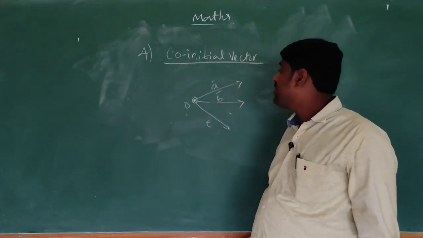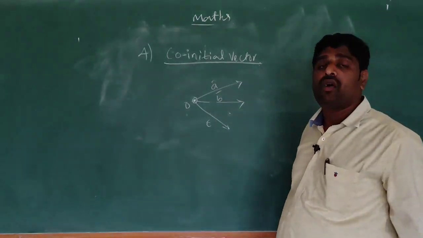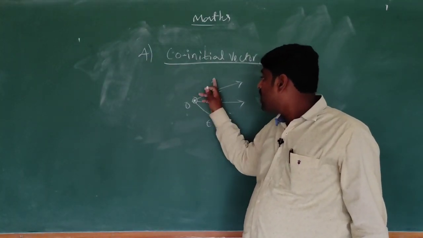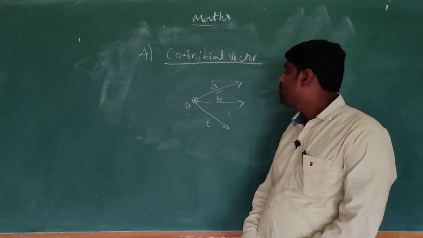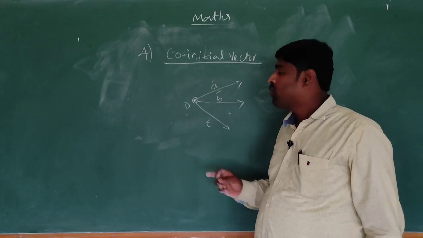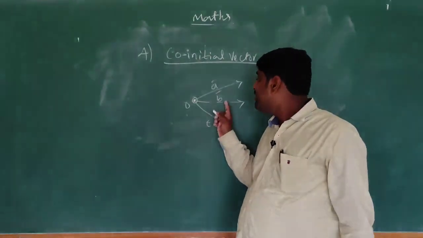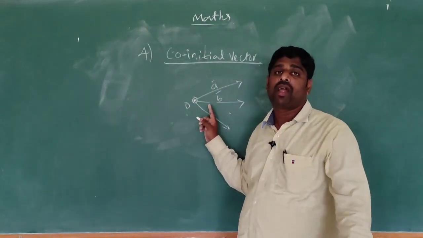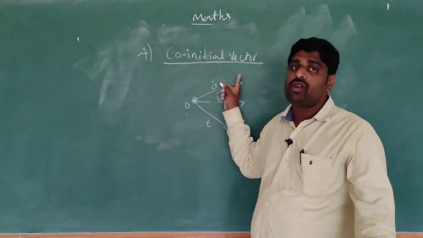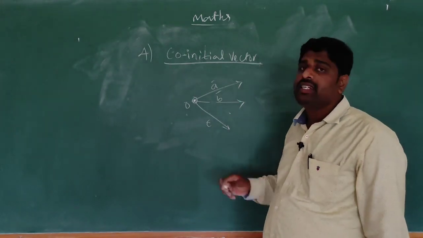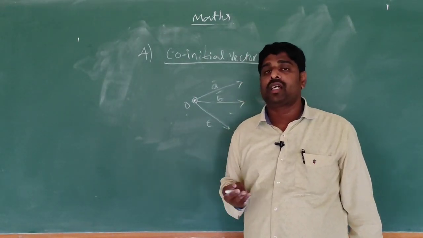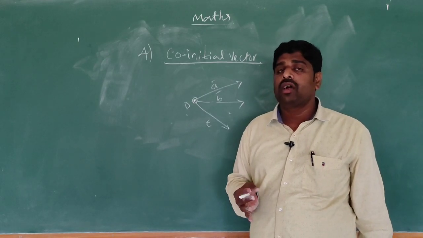Finally, the fourth type is the coinitial vector. Two or more vectors are said to be coinitial vectors if they have the same initial point. Such type of vectors are called coinitial vectors. In this session we discussed four types: unit vector, zero vector, collinear vector, coinitial vector.